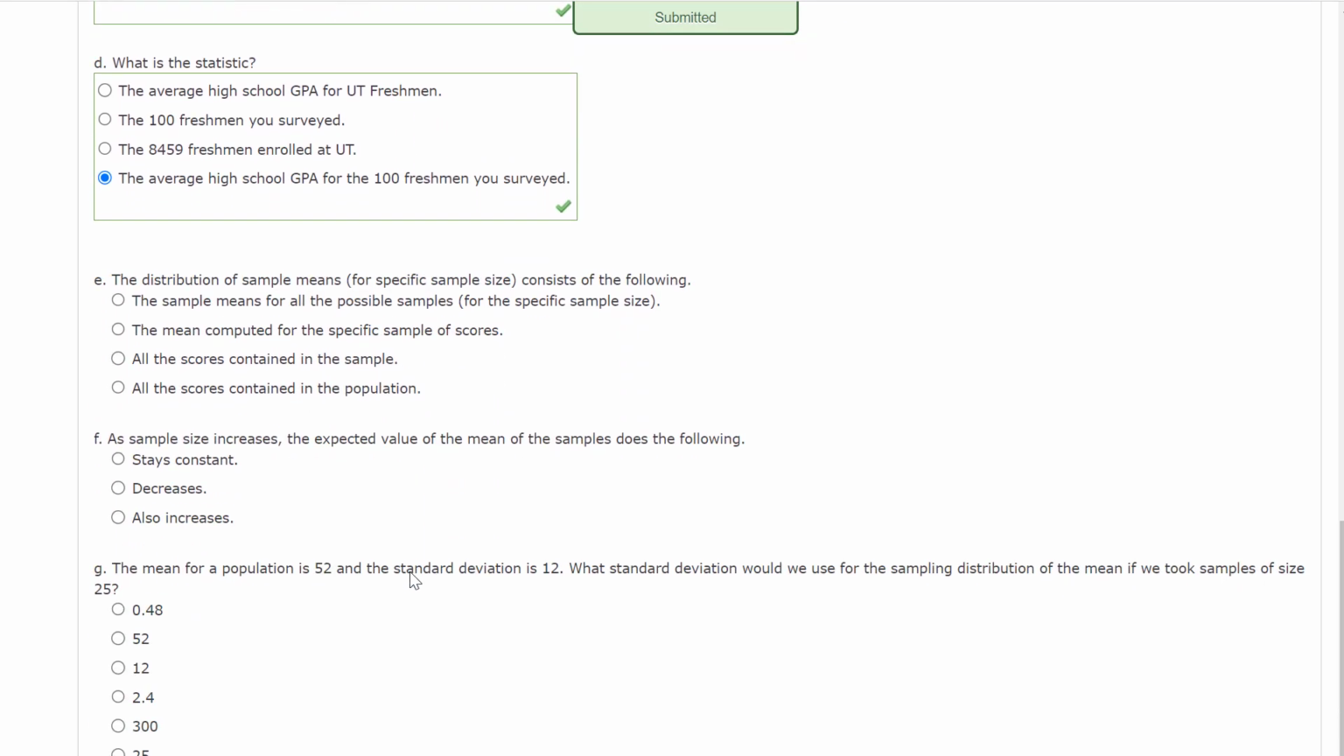All right. The distribution of sample means for a specific sample size consists of the following. It includes the sample means for all the possible samples. Not for a specific sample, not all the scores in the sample or in the population. It's all the possible different samples, and it's the means for those. As sample size increases, the expected value of the mean of samples stays constant. It should stay very close to the true value.